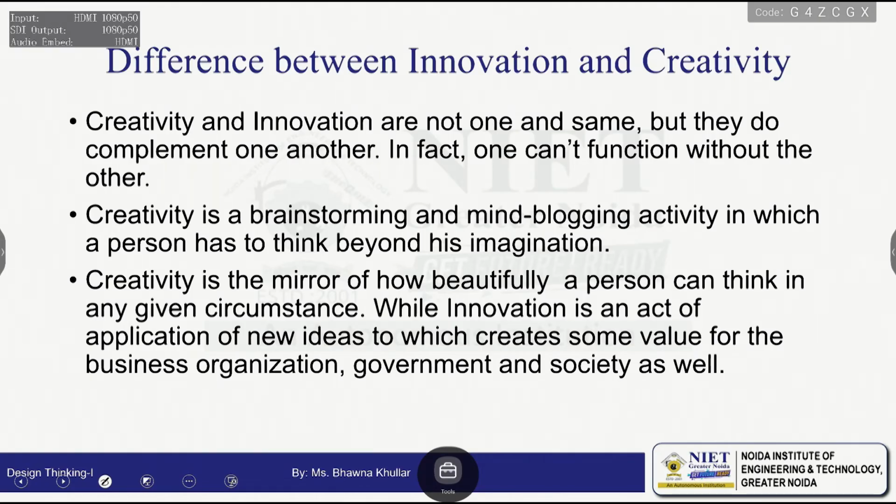But always remember that the idea should be beneficial for the organization, government and society. Like AI is beneficial for government and business organizations also, because many things are completed in less time. The time taken is very little.